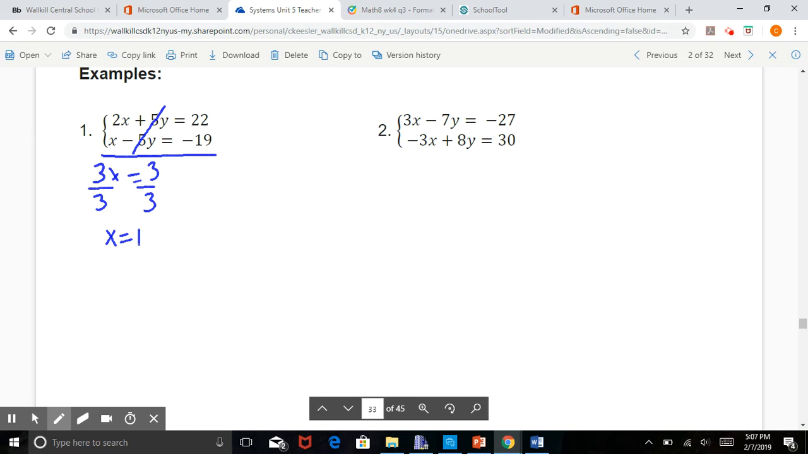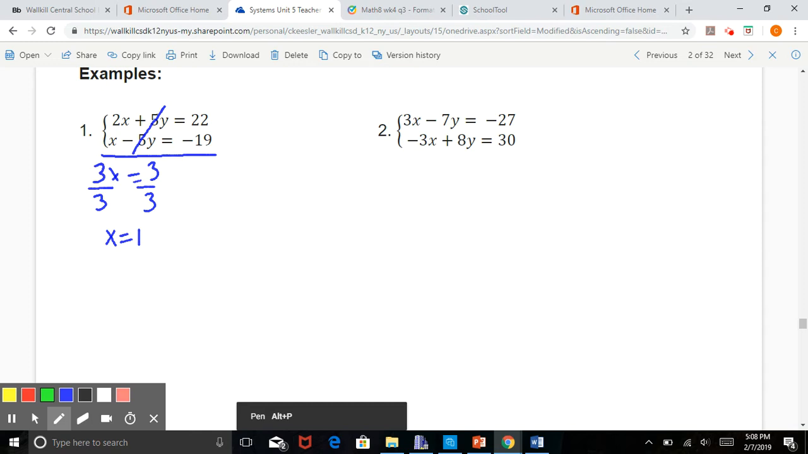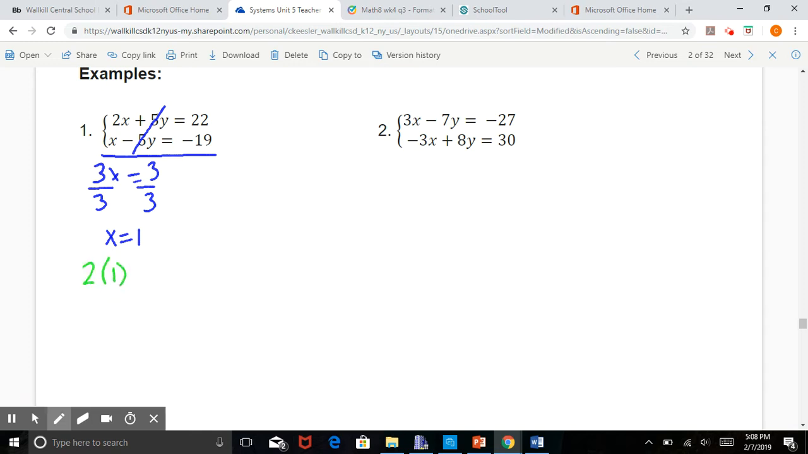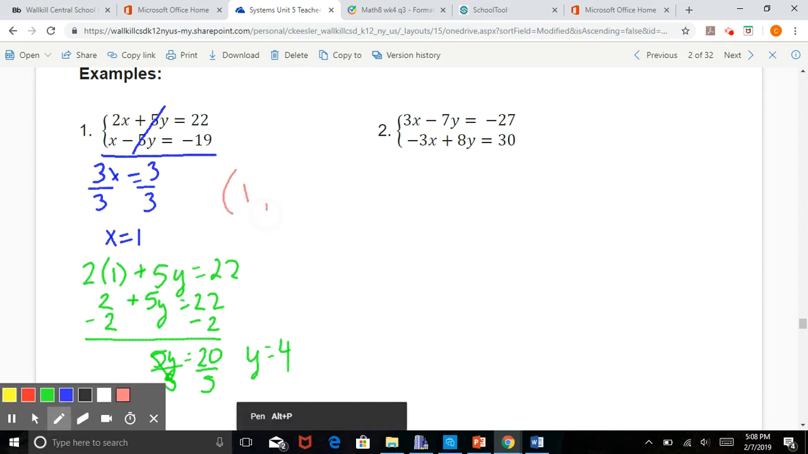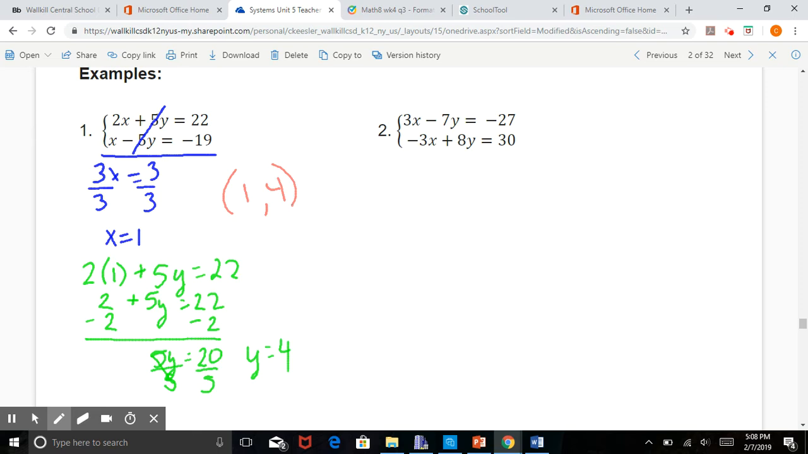So now we have one of the variables, and we just have to solve for the second variable. So I'm going to substitute x back into one of the two equations. I'm going to use the top one. So we have 2 times the 1, which we just solved for, plus 5y equals 22. So 2 plus 5y equals 22. Subtract 2, and 5y equals 20. Divide by 5, and y equals 4, making our final solution 1, 4. Remember, when we're writing a solution, it's always the x part of the coordinate first, then the y.